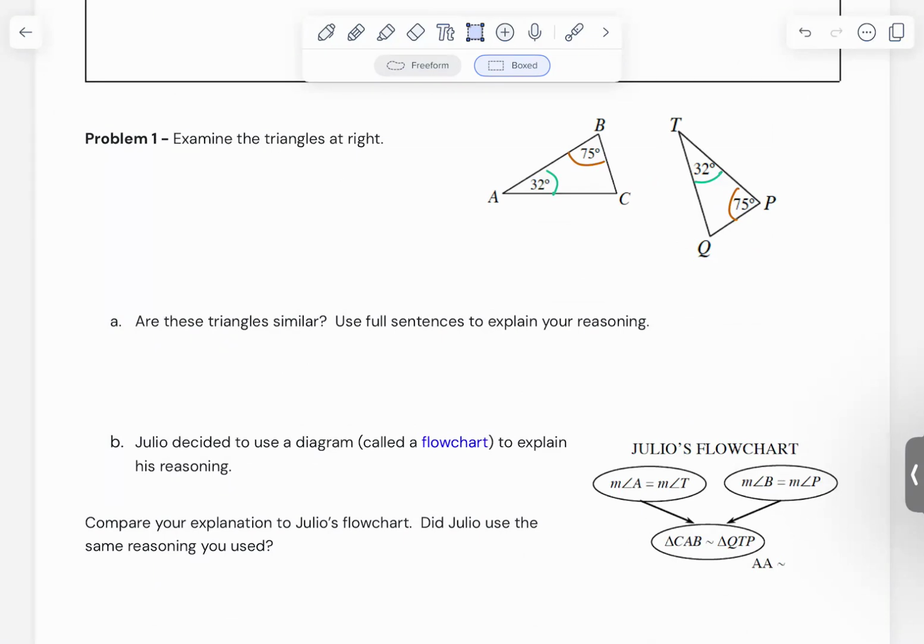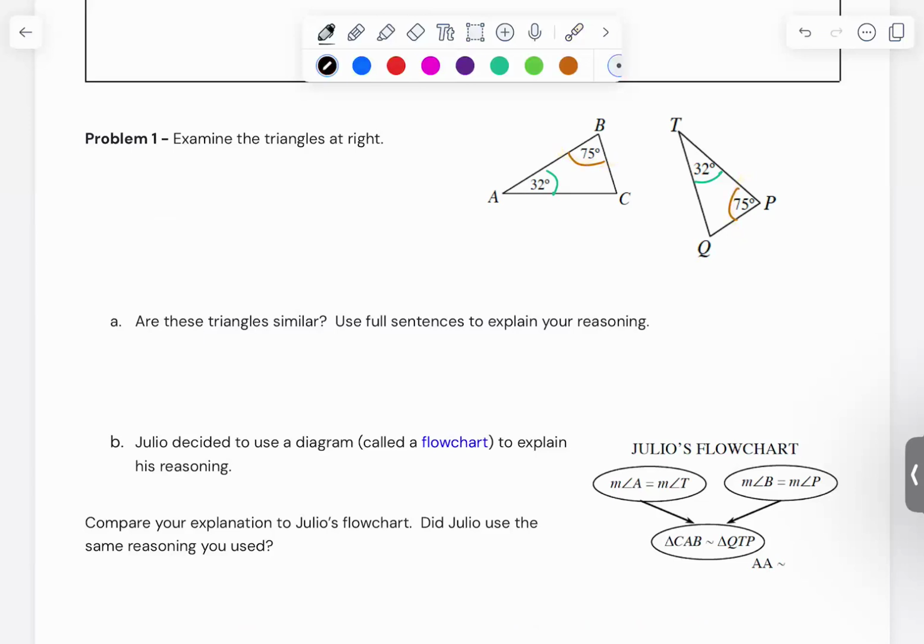Before I start problem 1, I encourage you to take a moment, pause the video, go through some of this yourself, especially as I'm going through problems in the video. Feel free to pause, read through things before you watch the whole thing, or even rewatch the whole thing if you need to. So in part A, we're trying to establish if these triangles are similar. So if you're just taking a look at the triangles, I already kind of highlighted that angle A and angle T are the same, and then B and P are the same.